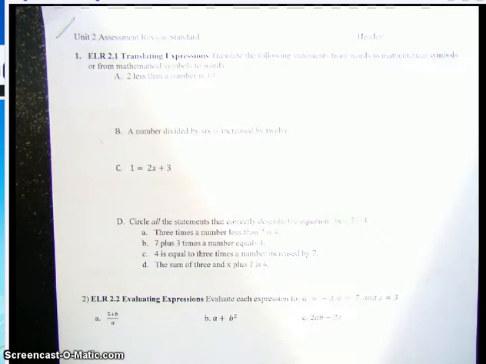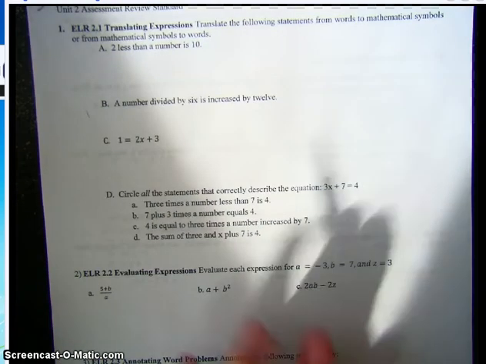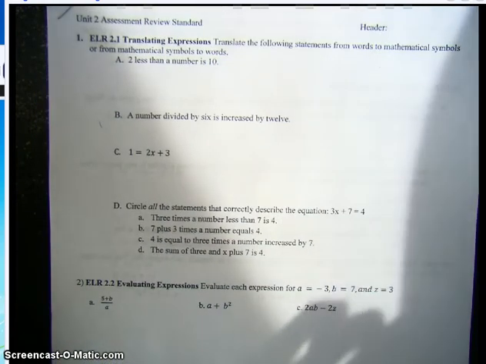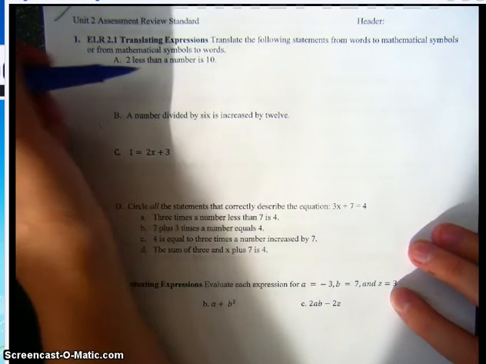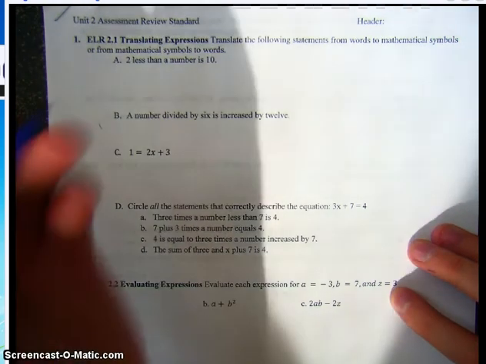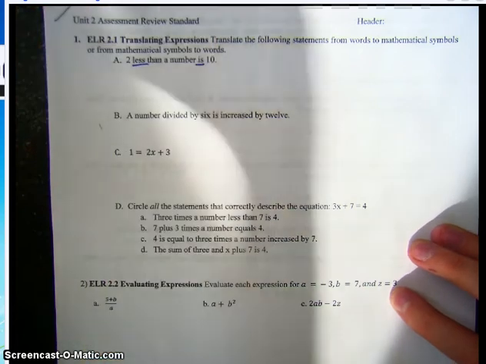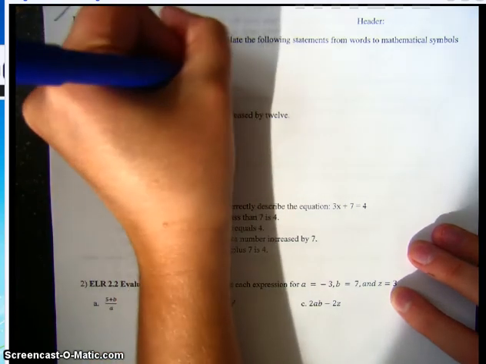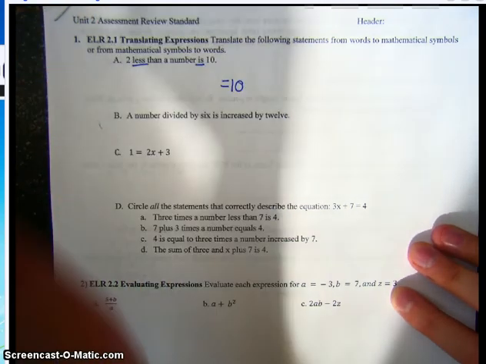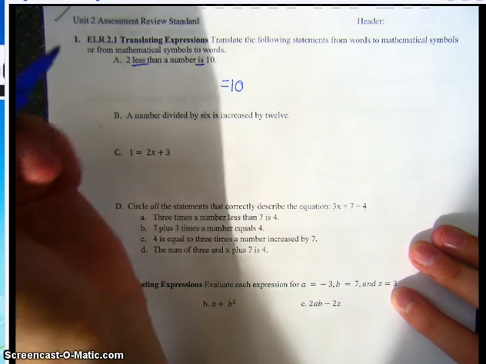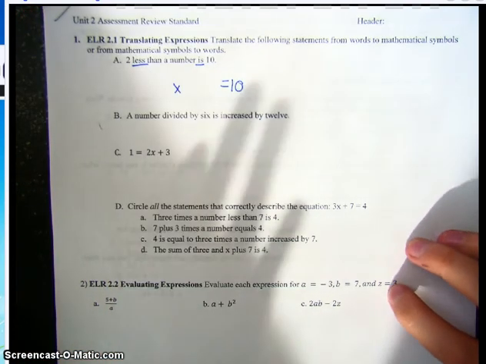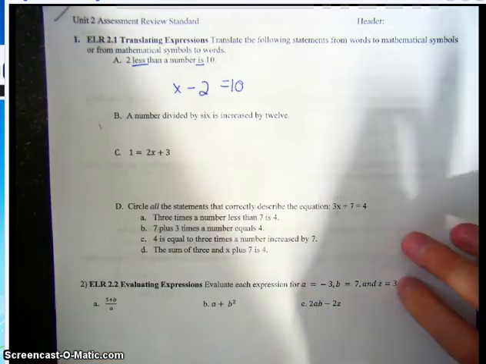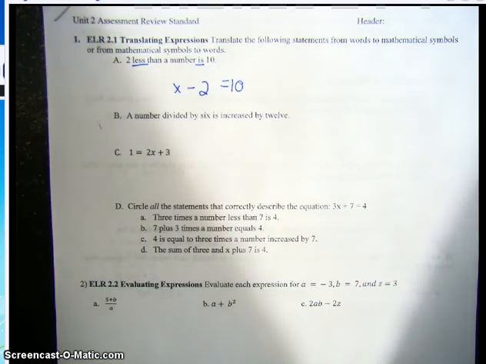Here we go. So ELR 2.1 is translating expressions, and the directions say, translate the following statements from words to mathematical symbols and from mathematical symbols to words. So I have 2 less than a number is 10, and less than and is are my operation words. So I have is 10, I know is going to equal 10. 2 less than a number, I'm going to pick x to be my variable, and 2 less than something means I'm subtracting 2, right? 2 less than 4 is 2 because you take 4 minus 2. So my answer should be x minus 2 equals 10.